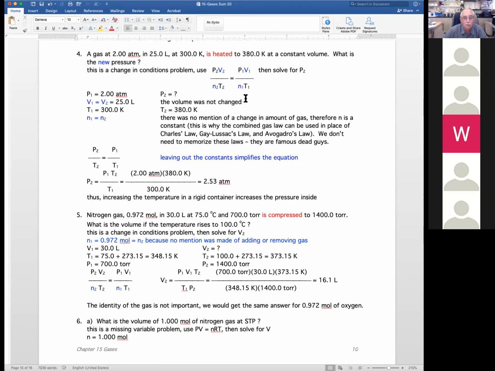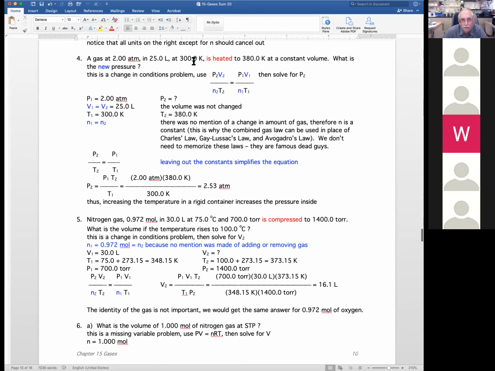So I solved this problem by going through and trying to find all the different variables. So 2 atmospheres must be P1. P2 is where? Oh, that's the new one I'm trying to find. And V1 is 25. Where's V2? Oh, at constant volume. That means that V1 is equal to V2. So this must be T1 is heated up to T2, right?